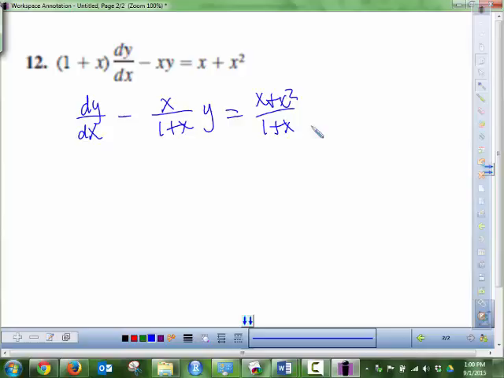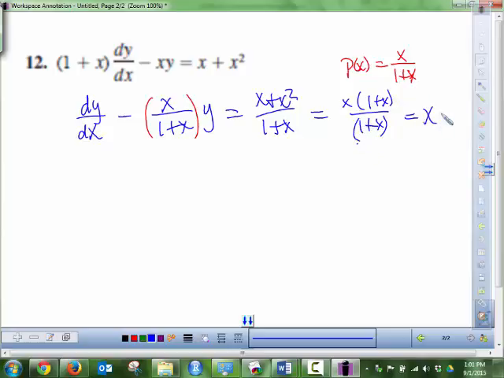So we can do a little bit of simplifying here, but we also need to be able to identify our p of x. And then if we want, I suppose we can factor out an x here, right? So the whole right-hand side just becomes x, and that might be helpful later on.